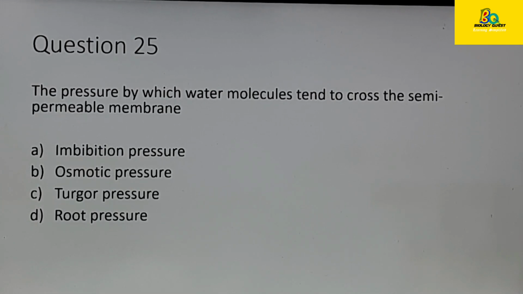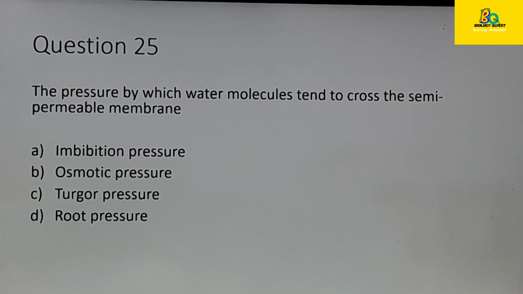Now, what is osmotic pressure? Osmotic pressure is the pressure by which water molecules tend to cross the semi-permeable membrane. So, what is osmosis? We have seen what is osmosis before. Osmosis is the movement of water molecules from a region of their higher concentration to a region of their lower concentration through a semi-permeable membrane.